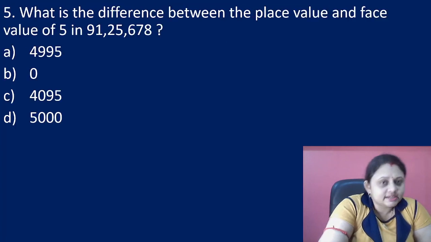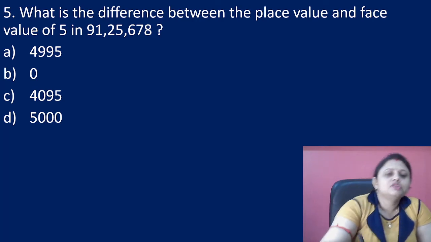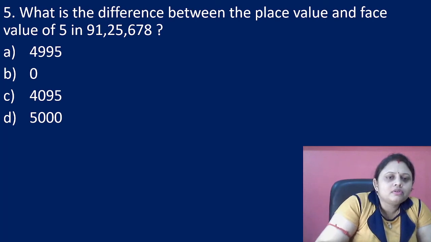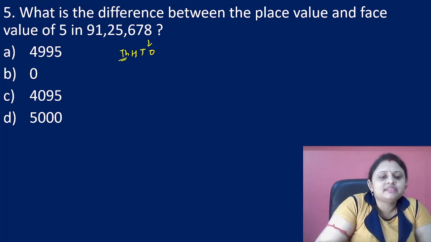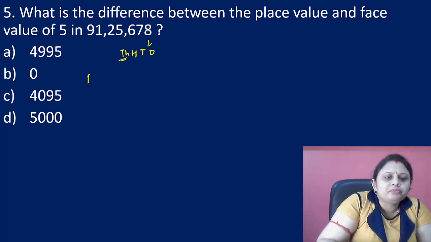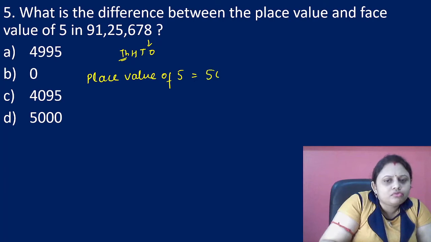Let's move to the next question. What is the difference between the place value and face value of 5 in this number? In this number, 5 is present in 1, 10, 100, 1000, the thousands place. So the place value of 5 is equal to 5000.